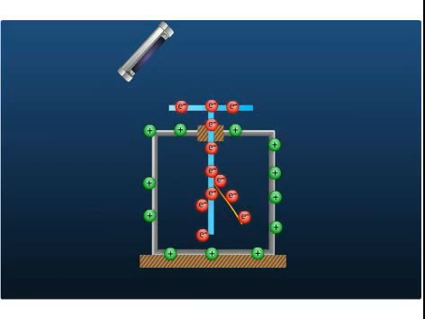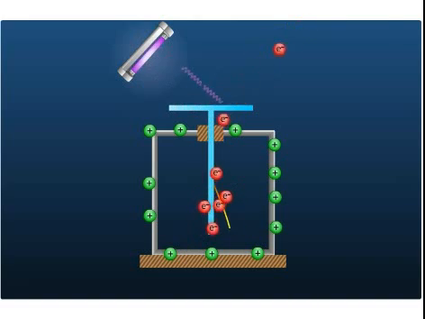What happens when you shine more intense UV radiation onto the zinc plate? The number of electrons emitted per second is proportional to the intensity of the incident radiation.